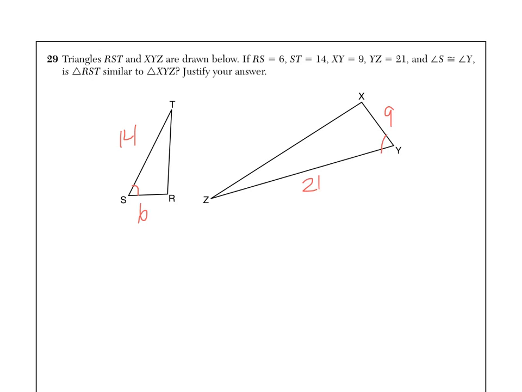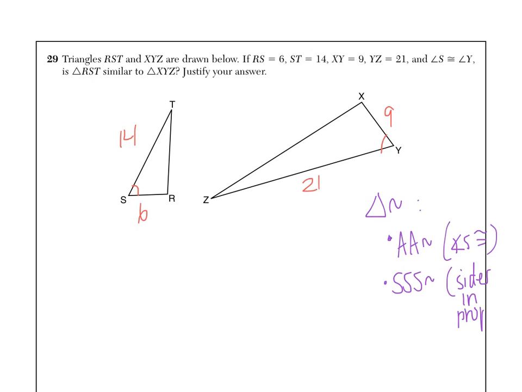Now, in order to be similar, we have three ways that we can justify similarity. The first way is angle-angle similarity, where the angles are congruent. The second way is side-side-side similarity, where the sides are in proportion, and that's all three pairs of sides. The third way is side-angle-side similarity, where again the sides are in proportion, but we also have a pair of congruent angles. So if we look at this, it looks like we might have side-angle-side based on the markings that we have on the diagram.